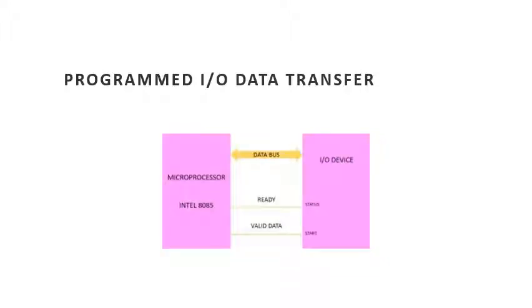What happens if the opposite is supposed to happen? What if the I/O device has to submit information to the microprocessor? In such a situation, the I/O device issues the ready signal back to 8085, informing it that it is ready to send data to the processor. In response to this ready signal, a valid data signal is sent by the 8085 to the I/O device, and then the valid information is put on the common data bus for data transfer.